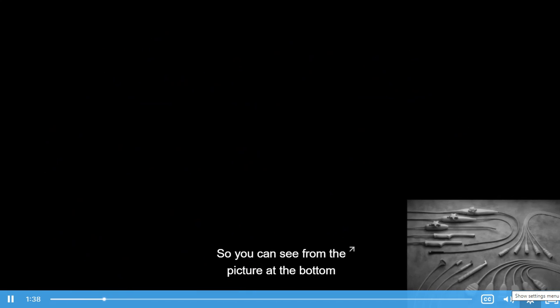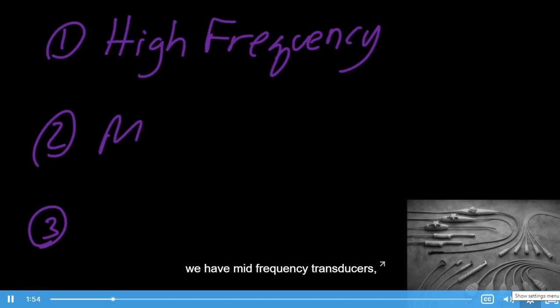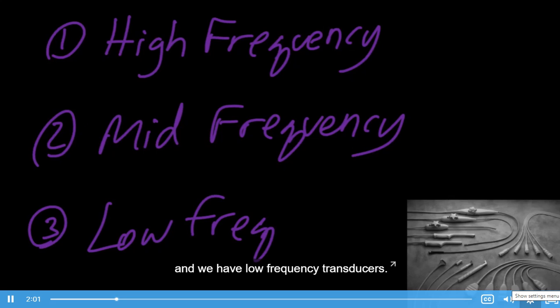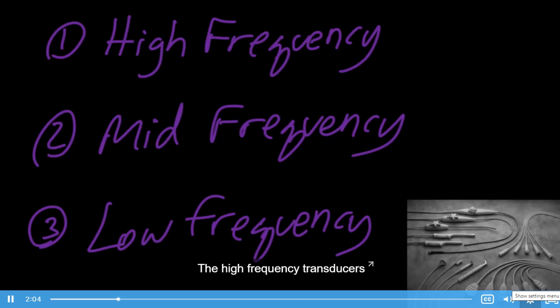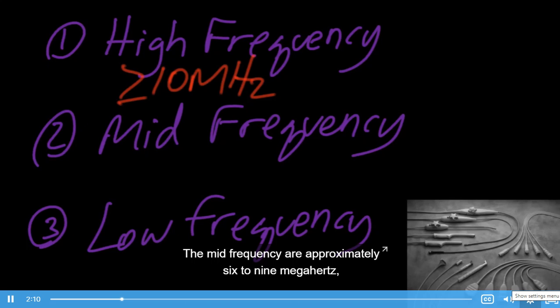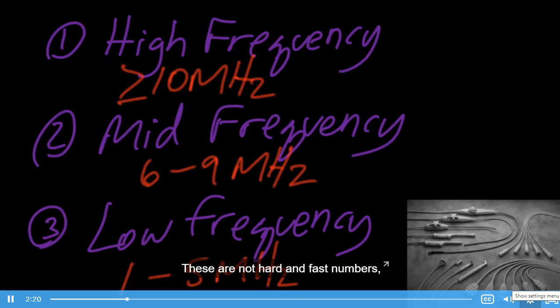So you can see from the picture at the bottom that there are many different types of transducers. So we divide them primarily by their frequency and shape. So we have high frequency transducers, we have mid frequency transducers, and we have low frequency transducers. The high frequency transducers are approximately in the above 10 megahertz range. The mid frequency are approximately 6 to 9 megahertz, and the low frequencies are approximately 1 to 5. These are not hard and fast numbers. These are just approximates, and there is definitely overlap.